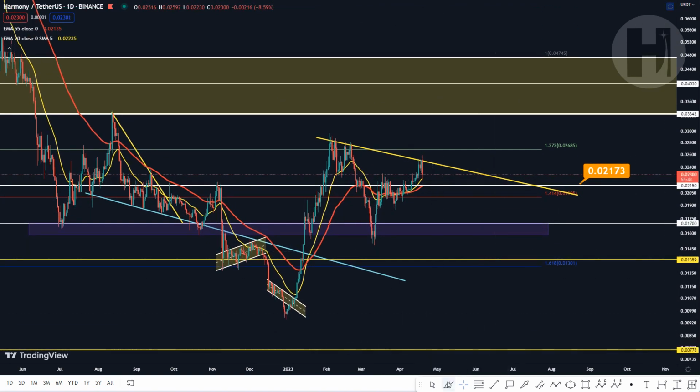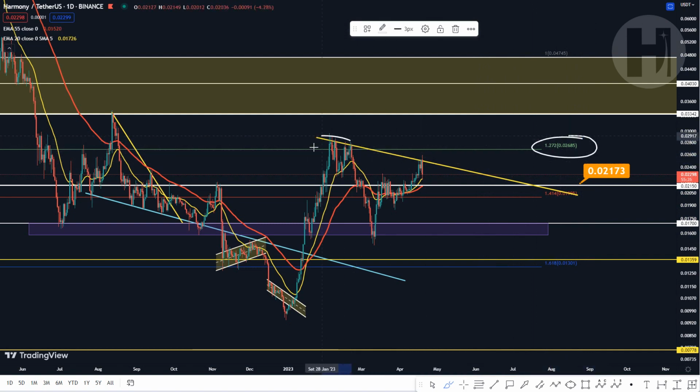The only thing we want to be doing is breaking above the yellow trend line, but that doesn't mean that we can't come back here one more time and have that move to the upside. If we end up breaking to the upside immediately, you have the 1.272 as a resistance at 0.02685.